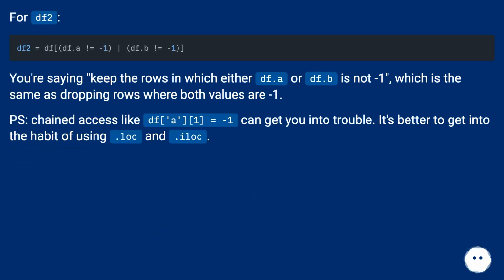For df2, you're saying keep the rows in which either df.a or df.b is not -1, which is the same as dropping rows where both values are -1. PS, chain access like df.a == -1 can get you into trouble. It's better to get into the habit of using .loc and .iloc.